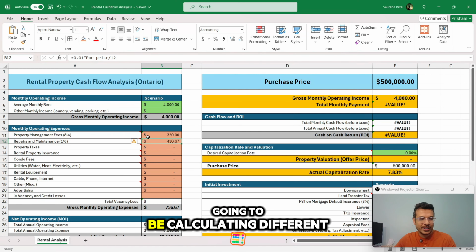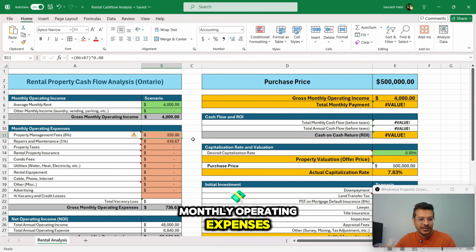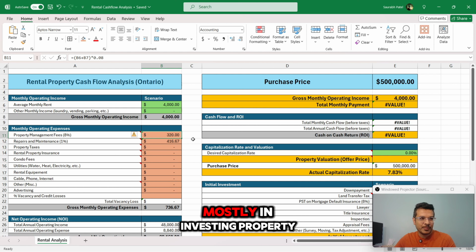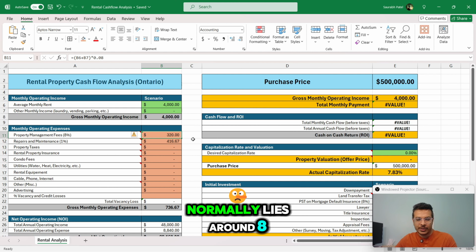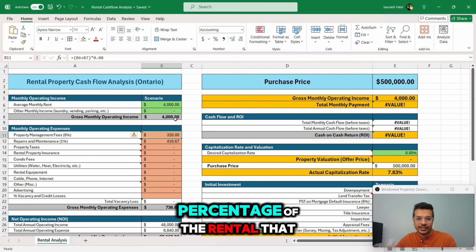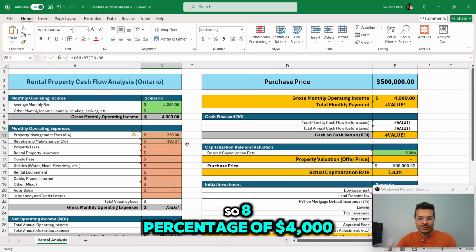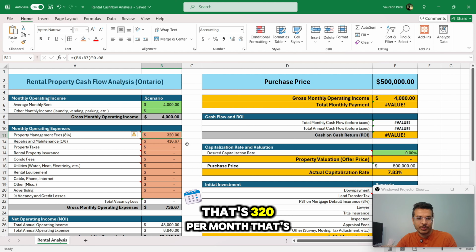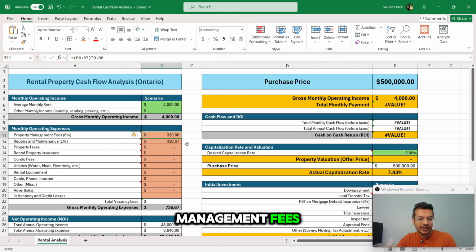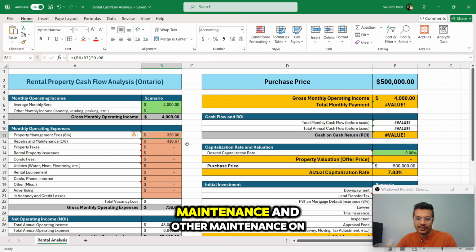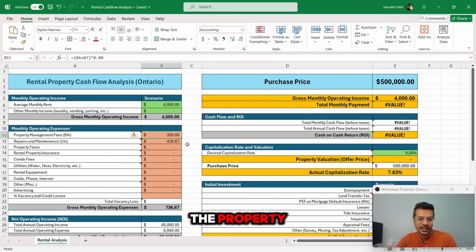Now next thing is to calculate the different monthly operating expenses. In monthly operating expenses, mostly in investing property, I've seen that they give it to a property management firm if they have a large portfolio of properties, and that is why I've included it over here just to give you an idea. If you are giving it to property management, generally it normally lies around 8% of the rent that you're getting. So 8% of $4,000, that's $320 per month. That's management fees, which includes your loan maintenance and other maintenance on the property.